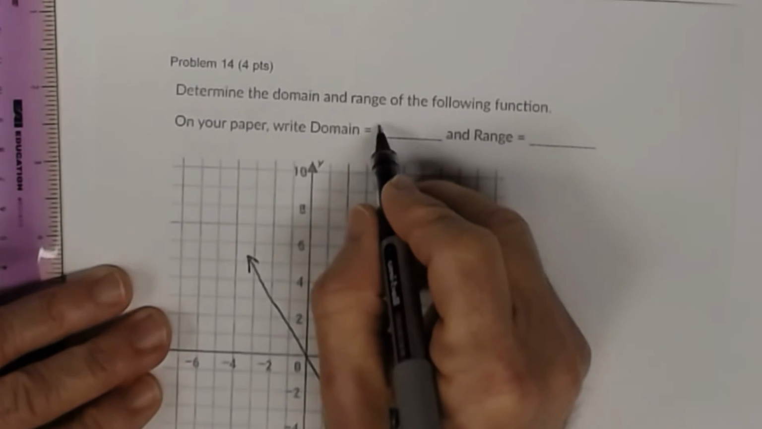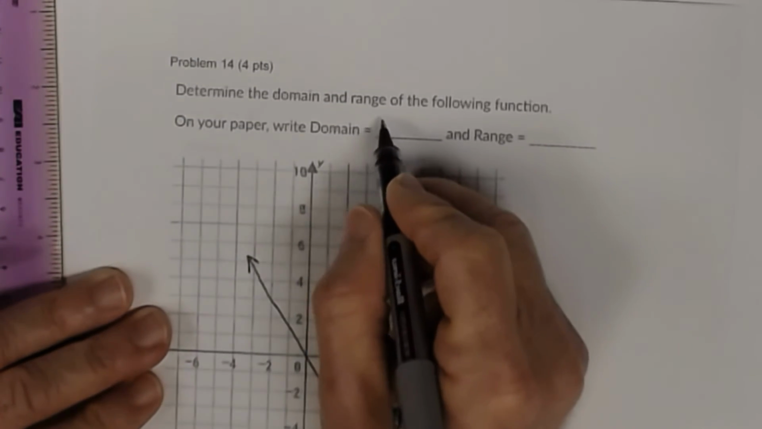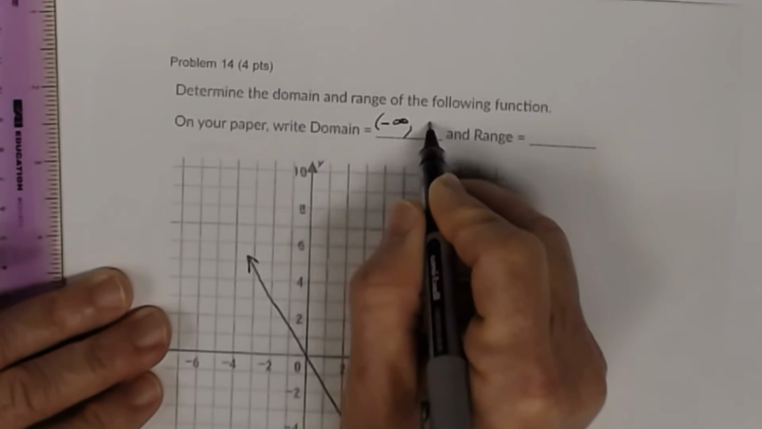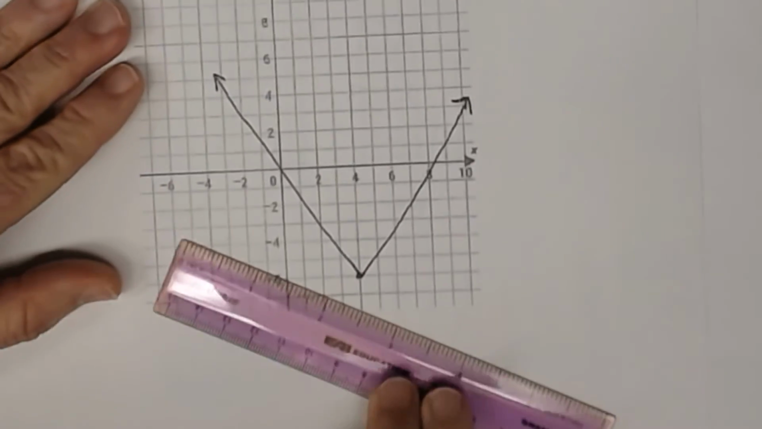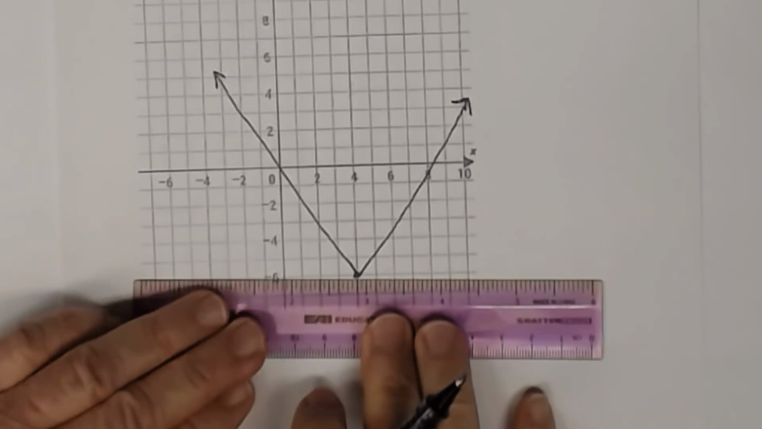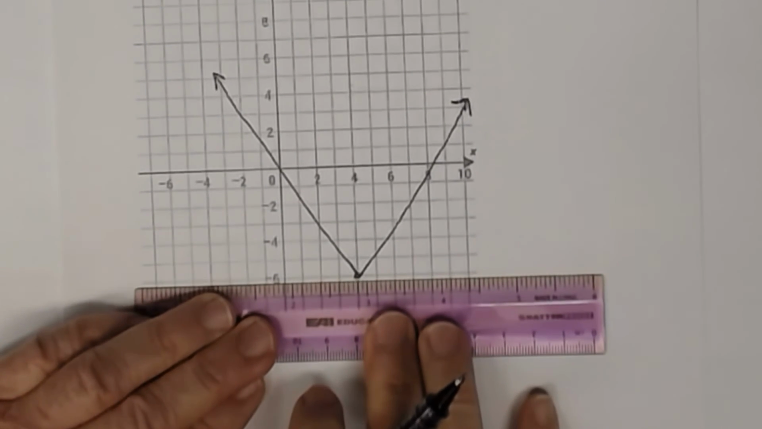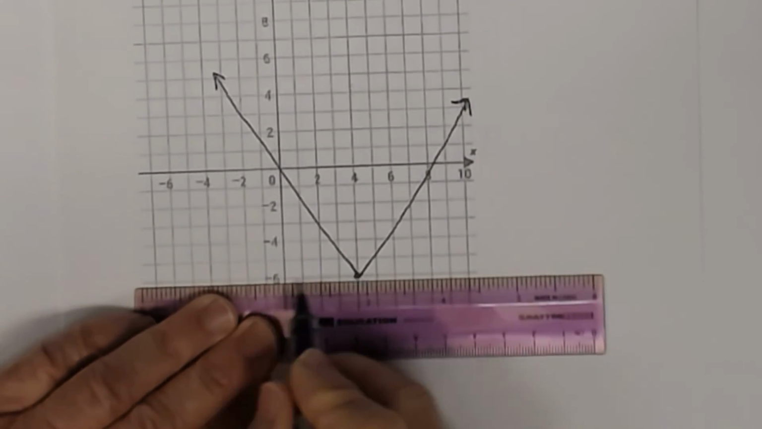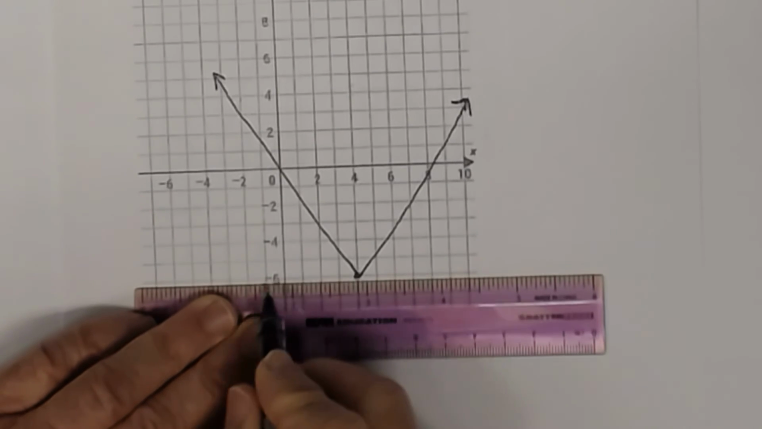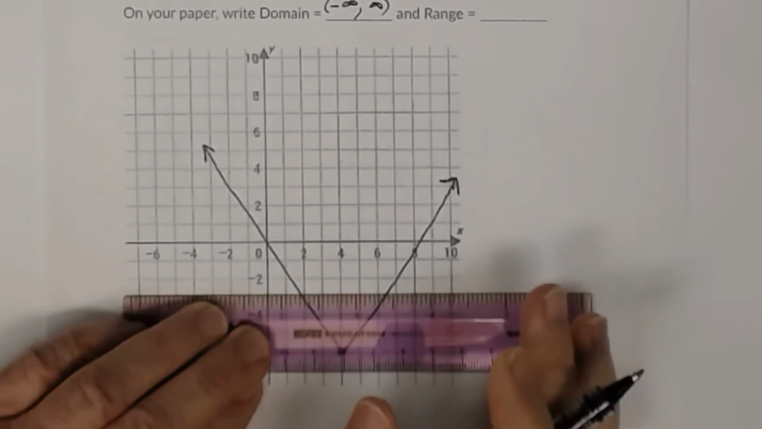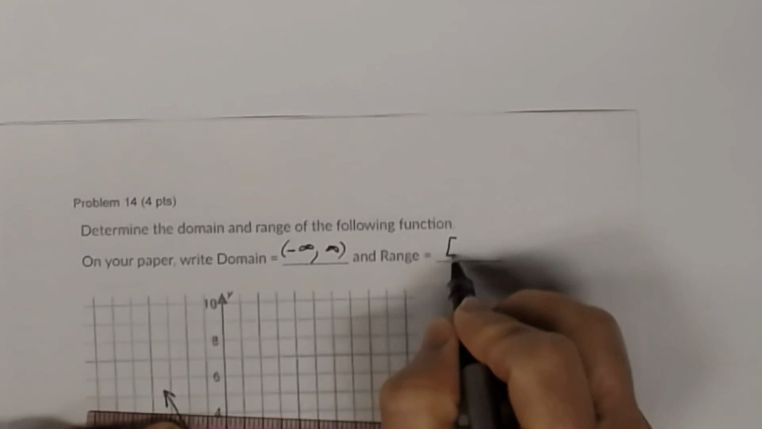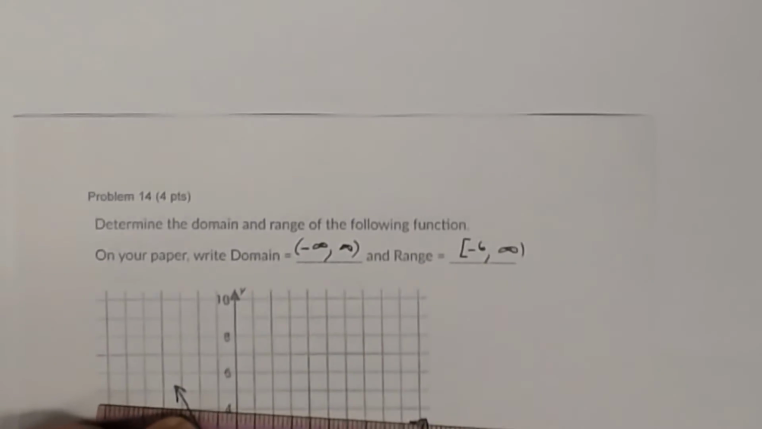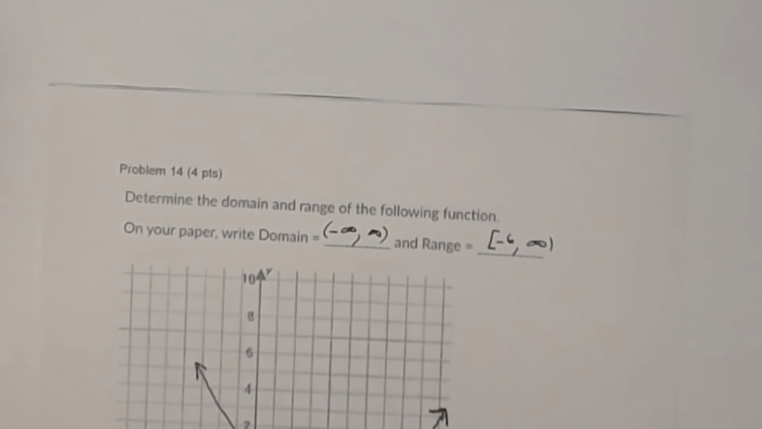And remember, whenever you're dealing with negative infinity and positive infinity, you use parentheses. Don't ever use brackets. And then for the range, notice that your starting point is here. That's a closed circle, and that's negative 6. So you're going from negative 6 all the way to infinity. Bracket, negative 6, to infinity. All right, so that's 14.